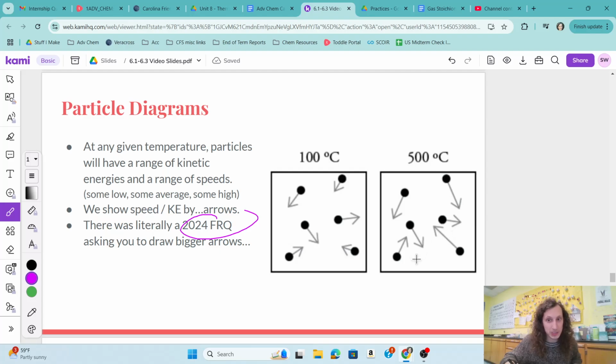Oh my gosh, it's crazy. But do pay attention to the fact that the temperature is an average, so not all of these particles have the same size arrow. Some of them are kind of small, some of them are a little bigger, even in the warmer sample. This guy right here is kind of small, but the average of these arrows, just like the average kinetic energy of them, is definitely higher than what we see in the 100 degrees C.